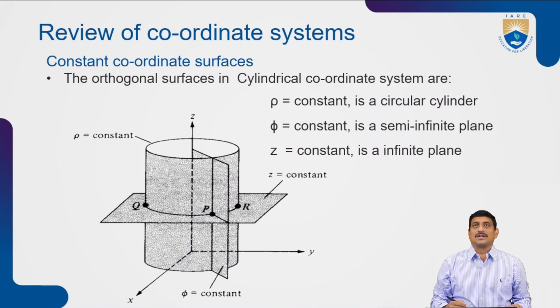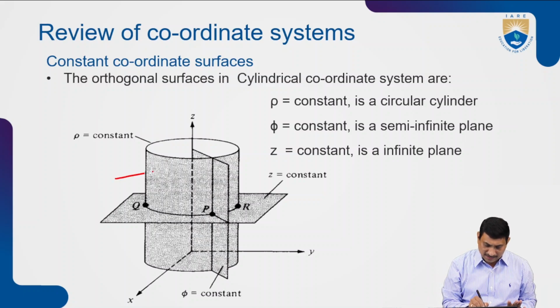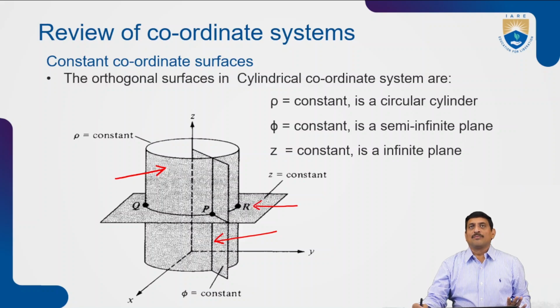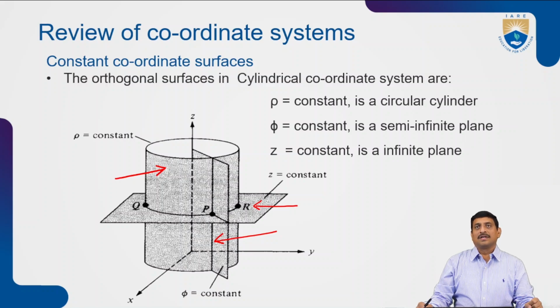So in the cylindrical coordinate system, the three constant coordinate surfaces are: rho equal to constant is a circular cylinder, phi equal to constant is a semi-infinite plane, and z equal to constant is an infinite plane. Therefore, a point in the cylindrical coordinate system is the intersection of a circular cylinder, a semi-infinite plane, and an infinite plane. These are the three mutually perpendicular coordinate surfaces in the cylindrical coordinate system.